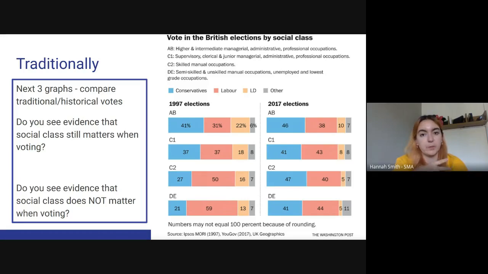Think about what you know about the Labour Party. They support benefits, they support return to work, they support free education, all things that are going to benefit people in those categories. However, in 2017, there's not much difference between how they voted Conservative and Labour, so it would suggest that now social class doesn't really matter.